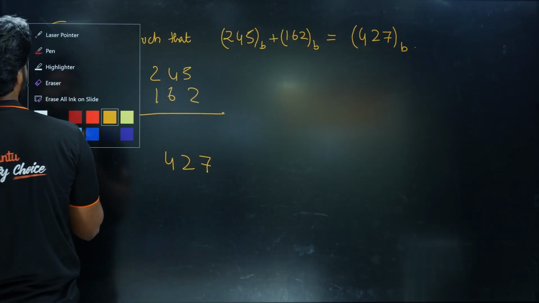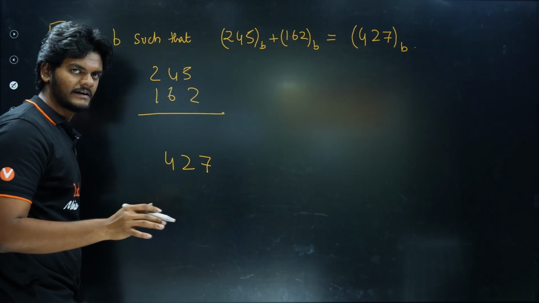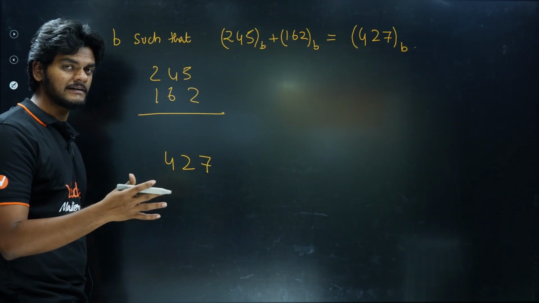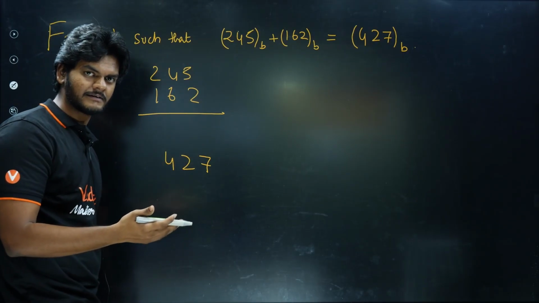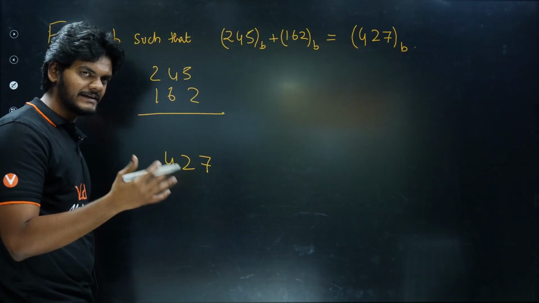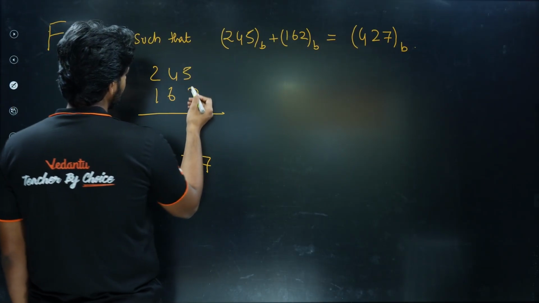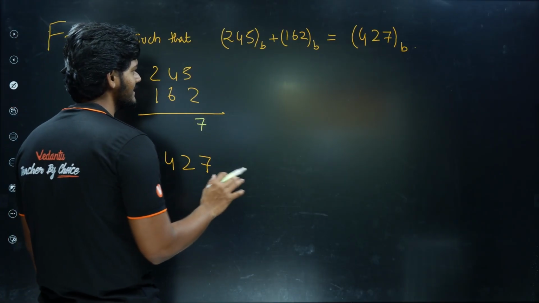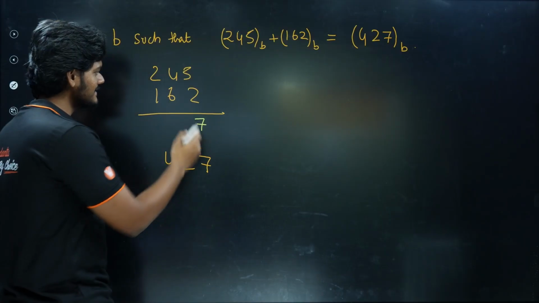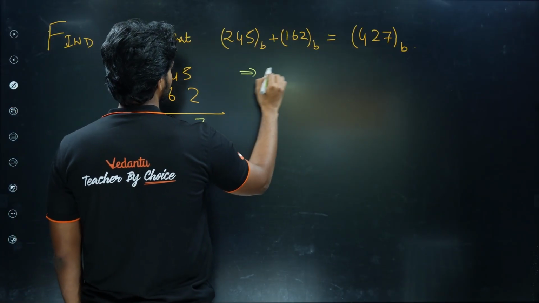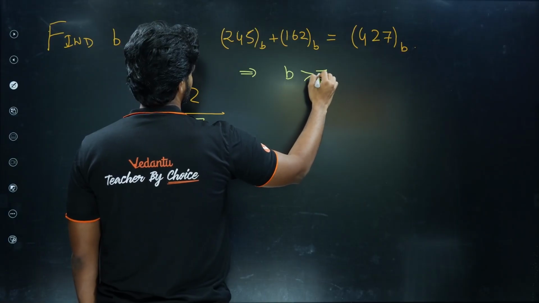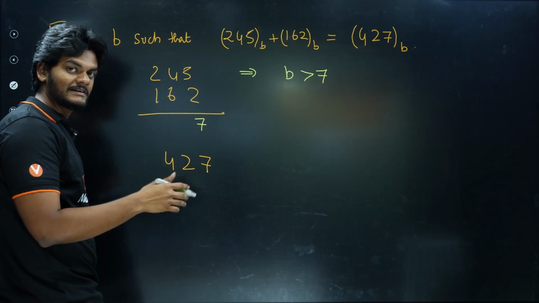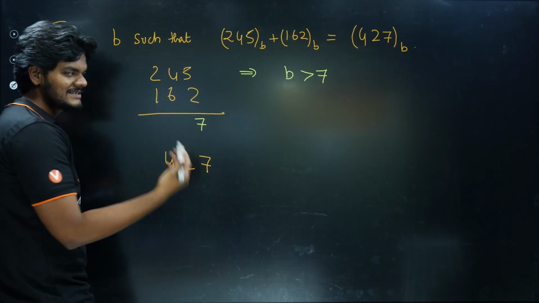The carry works very similarly as we do in our normal base 10, but the carry happens when the number is crossing b. So we have 5 plus 2 equal to 7 and we are getting 7, which implies the base is greater than 7. Had it been 7, there would be 0 and 1. Had it been anything lesser, the sum won't change.